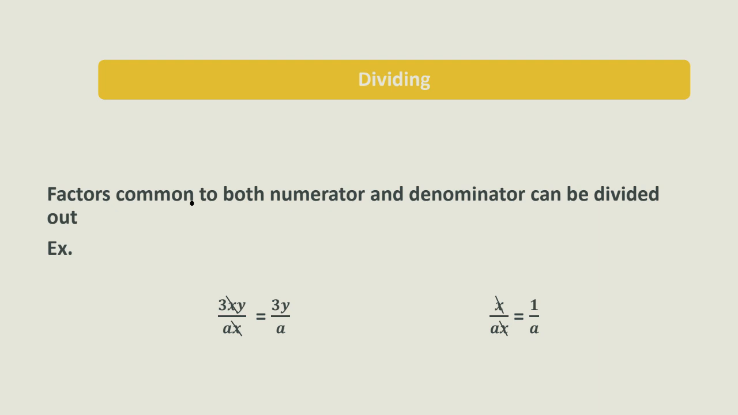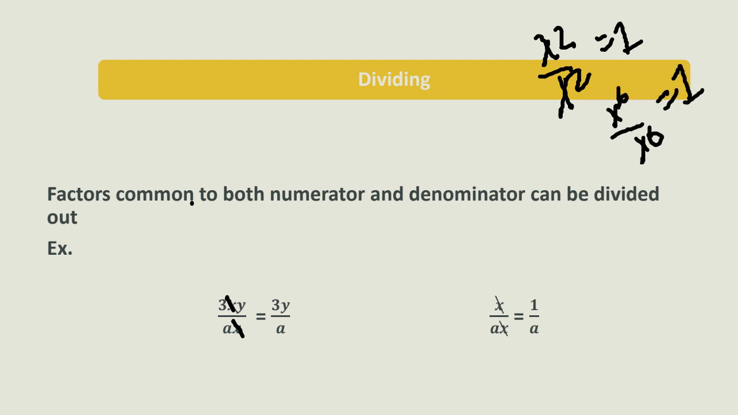So in the first one, I have a 3xy over an ax. So the top has a 3, an x, and a y, and the bottom has an a and an x. So the thing that's common in both are these x's. So I can cancel those out or divide them out because anything divided by itself is 1, right? So if I had x squared over x squared, that would become a 1. If I had x to the 6 over x to the 6, that would become a 1. And you could write the 1, so you'd have 3 times 1 times y, but there's really no point because the 1 isn't going to change anything, right?